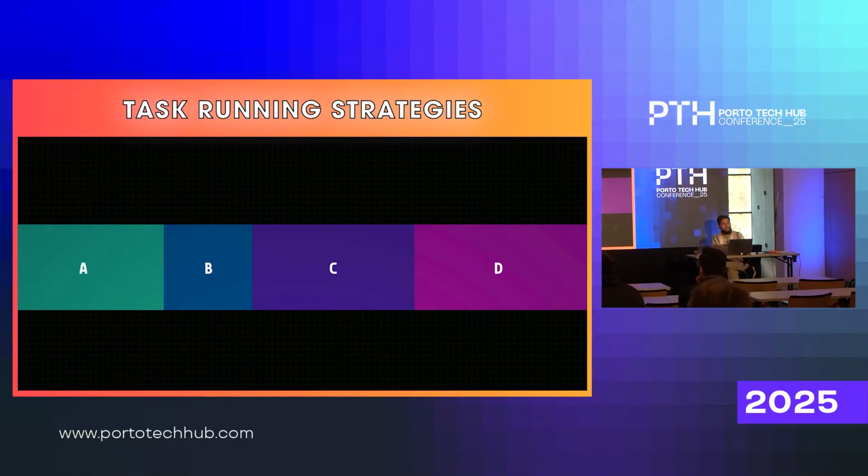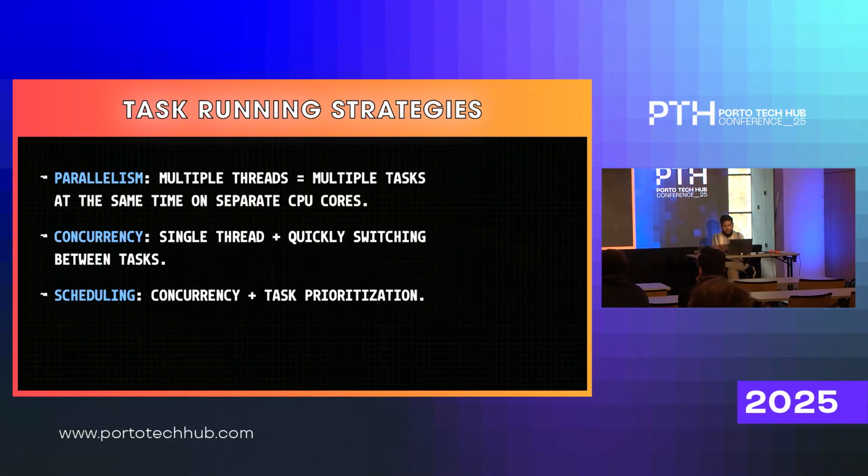But there are different task running strategies in general. The first and most obvious one is parallelism. So you have multiple threads and you have multiple tasks running on different CPU cores. Then you can have concurrency, when you have a single thread, but you're quickly switching between tasks so that they look parallel. And then you have scheduling, which is basically when you have concurrency and you come up with a specific heuristic, or set of heuristics, and you attribute to a scheduler how to interleave tasks.